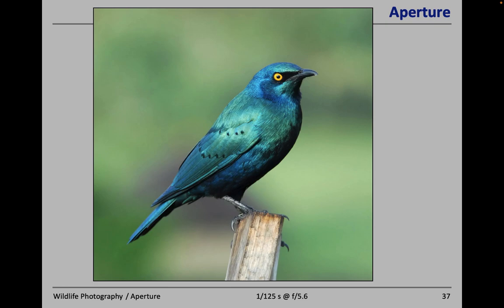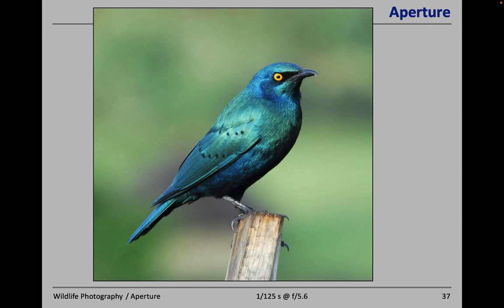If your subject stays still long enough, then you can relax a little bit and say, right, what is the best speed? What is the best aperture for this? And in this particular case, this is a blue-eared starling. You can see the sort of blue behind its eye there. Kenya has about 176 types of starling, all different colors, all beautifully iridescent.